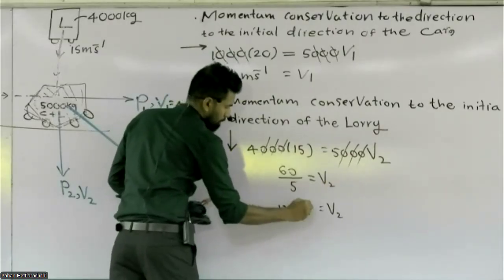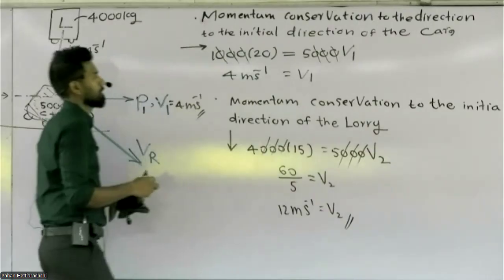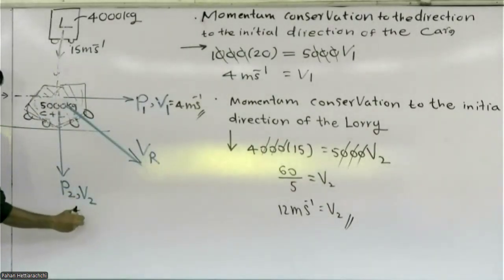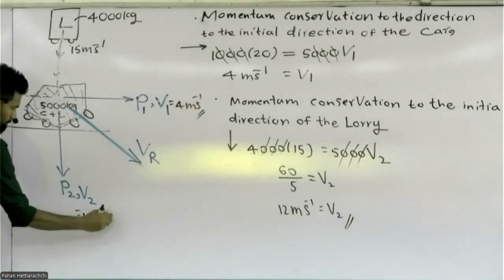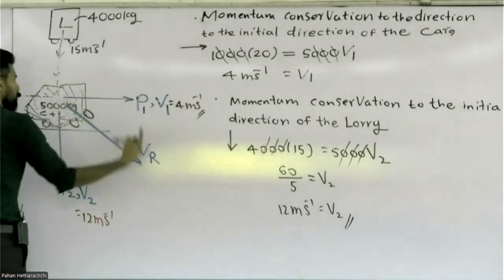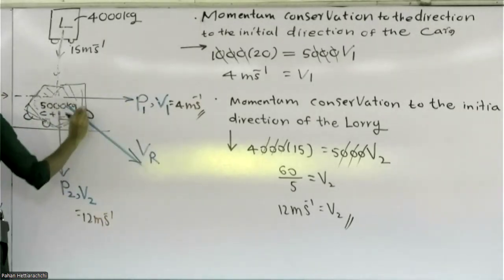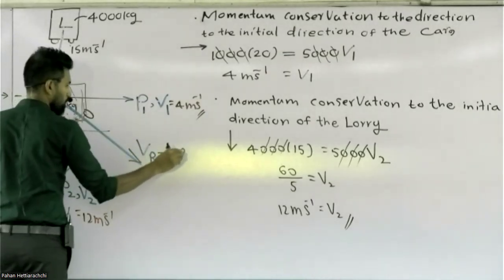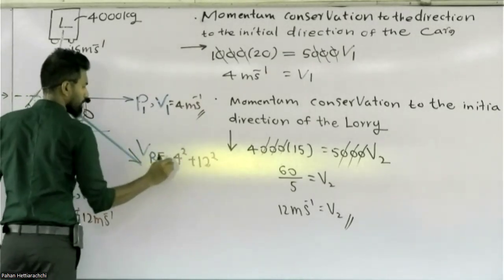Twelve meters per second. Okay, so V2 will be 12 meters per second. Now I have done this in perpendicular directions. So this vehicle combination has a velocity of 12 in this direction and a velocity of 4 in this direction. As those directions are also perpendicular, the resultant velocity will be the square root of 4 squared plus 12 squared.